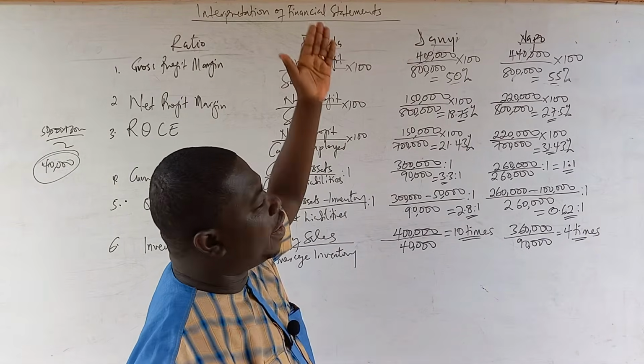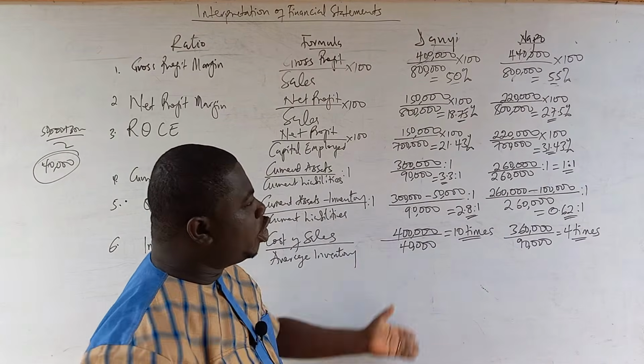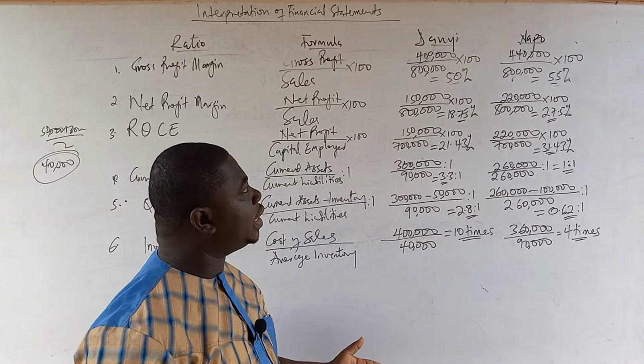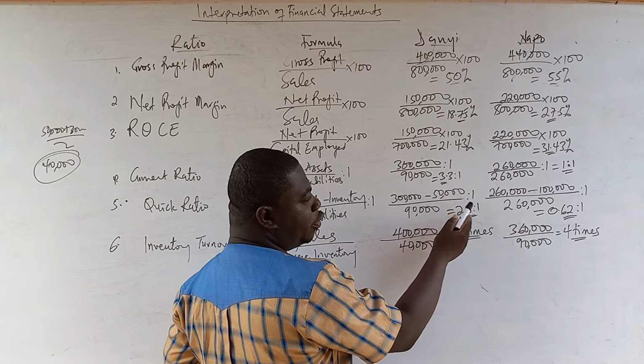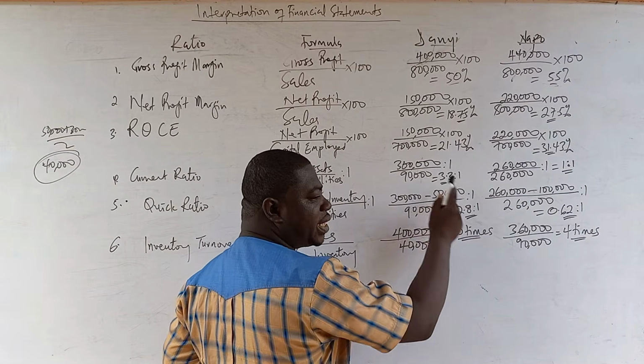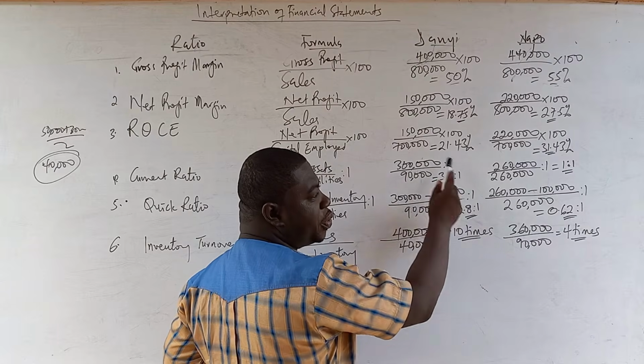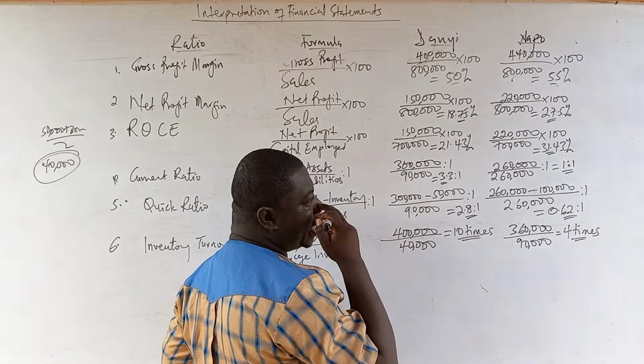So you look at where they have their weakness and you advise them. They are doing well in terms of liquidity. That is for Danyi. So I don't think there will be much advice, except maybe for you to advise them that there is too much idle funds or cash, so they should invest. So that is an advice. We'll pick that as one advice.